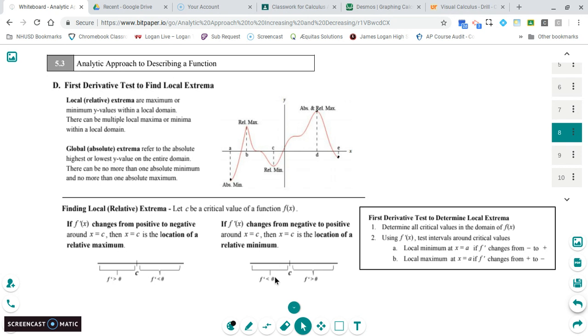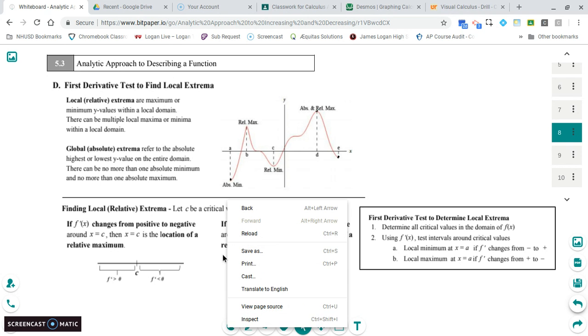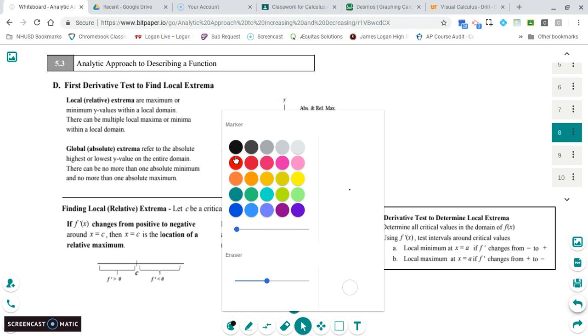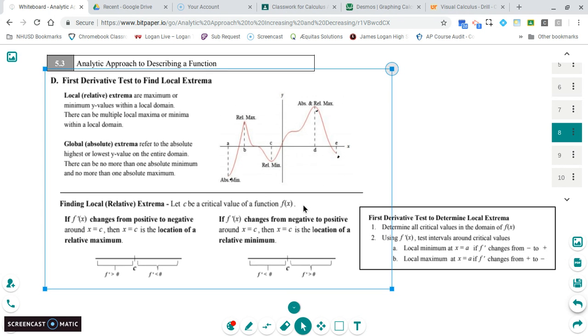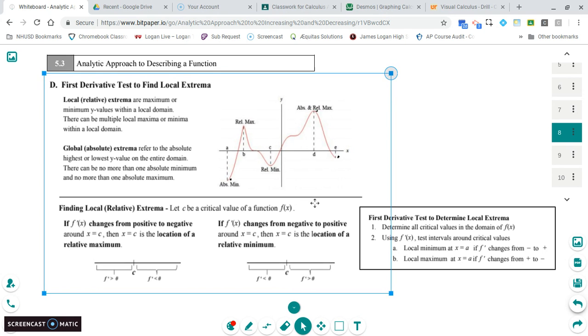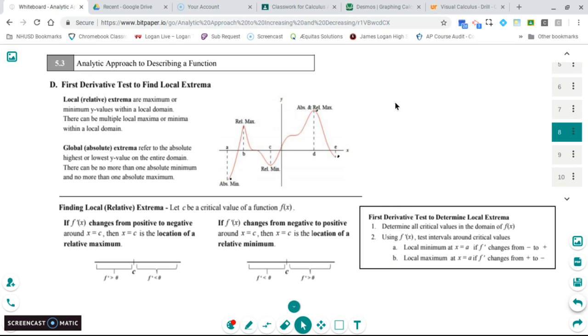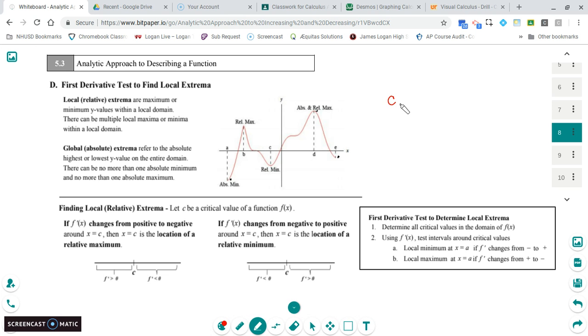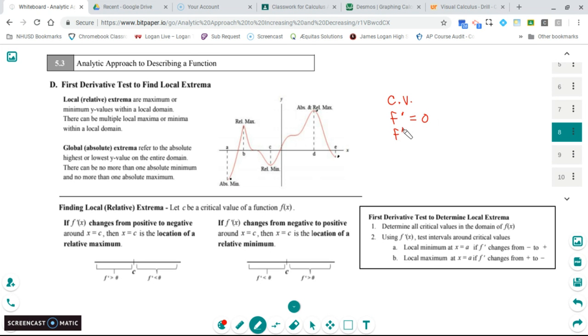All right, so a method to find the local extrema is going to use critical points. So recall what that is. What makes something a critical point? Critical values are where the first derivative is either equal to 0 or the first derivative is undefined.